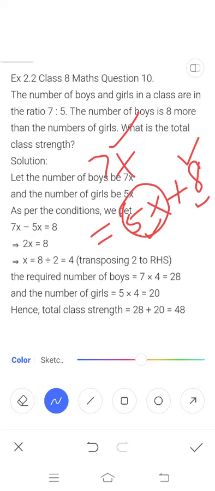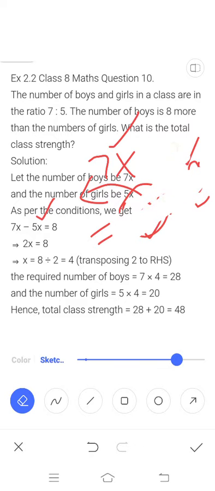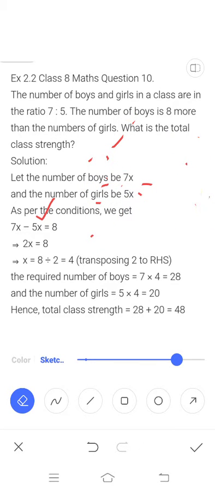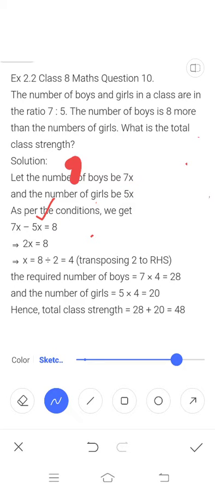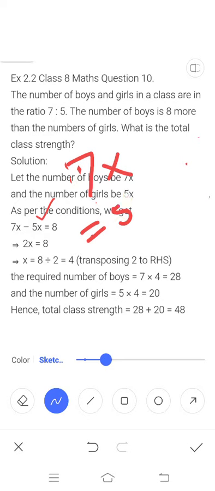So according to the given condition, this 5x value transposed becomes minus 5x. So 7x minus 5x is equal to 8. So directly you can write like this, or as I said, 7x is equal to 5x plus 8. So from this 5x value transposed to the other side becomes minus 5x. So what is 7x minus 5x? 2x. So 2x is equal to 8.